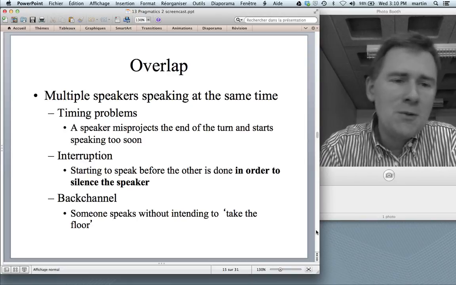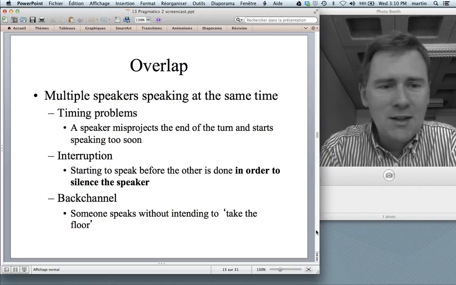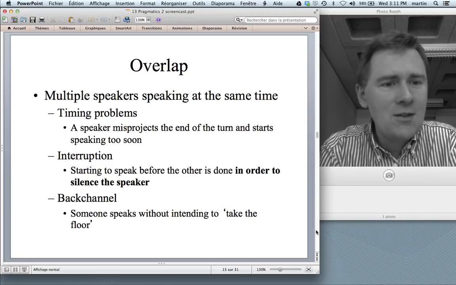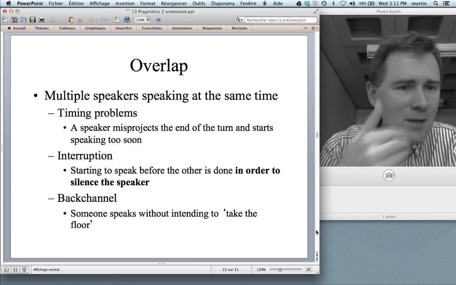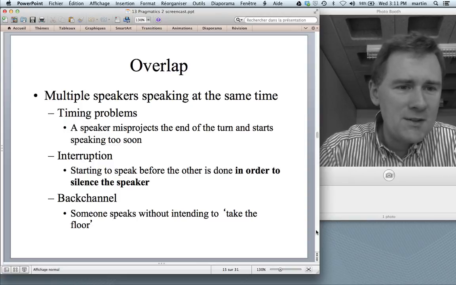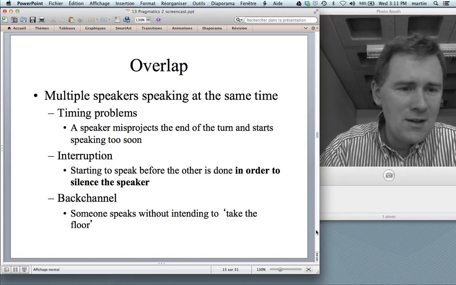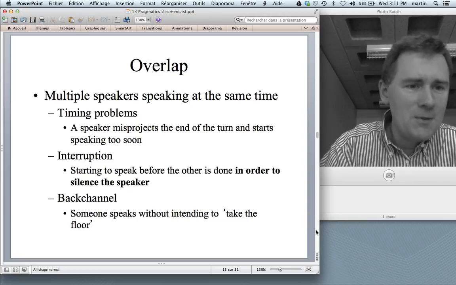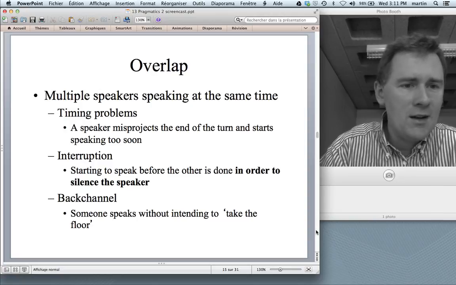A very frequent case of overlap, though, is what's called back-channeling. Back-channeling is that somebody goes, yeah, well, that's interesting. So these things happen simultaneously to the other person taking their turn. And they're not a signal that you want to speak. They're rather a signal, okay, I'm here, I'm listening, keep talking. Yeah? So somebody is speaking without intending to take the floor.